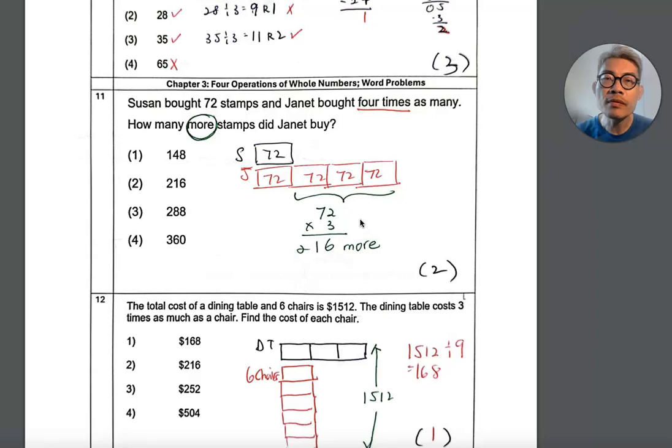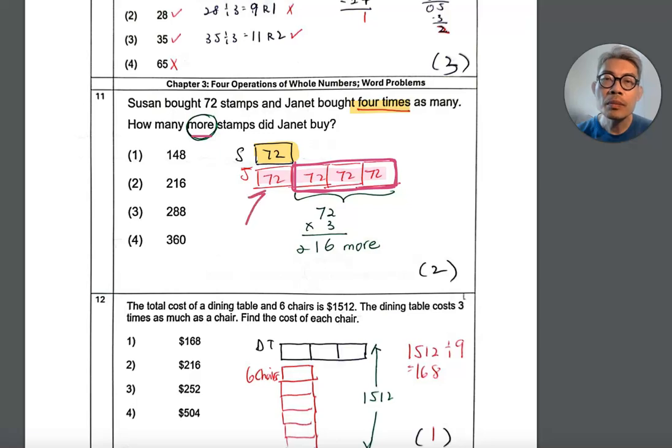Now, Susan bought 72 stamps. Jeanette bought 4 times as many. So be familiar with how you draw your model. If Susan has one part, which is 72, Jeanette has 4 times as many. So of course, I will shade Jeanette 4 times. 1, 2, 3, 4. Now, how many more stamps did Jeanette buy? When we talk about more, the idea of more is the part that is extra, right? This part is the more part.